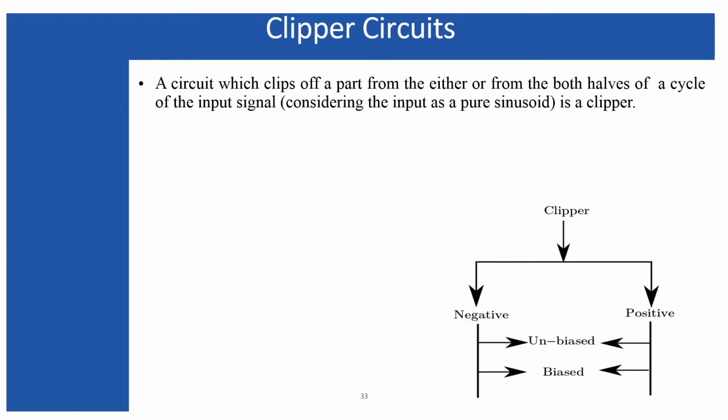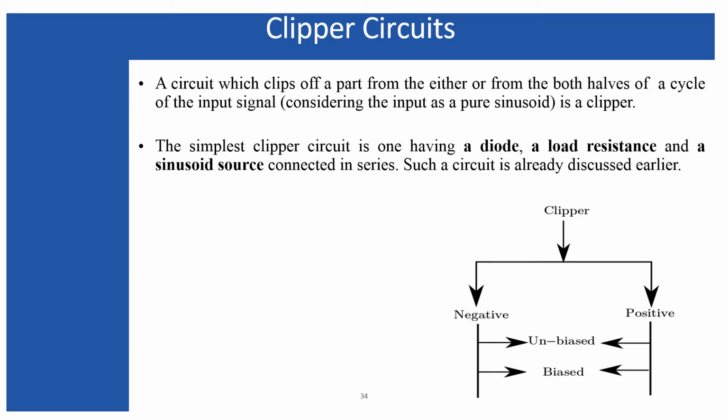The clipper circuit. What is a clipper circuit? A clipper circuit means a circuit which clips off one of the half cycles from the input signal, either one of the half cycles or partially both of the half cycles. So we'll see how we can construct a clipper circuit using a simple diode.